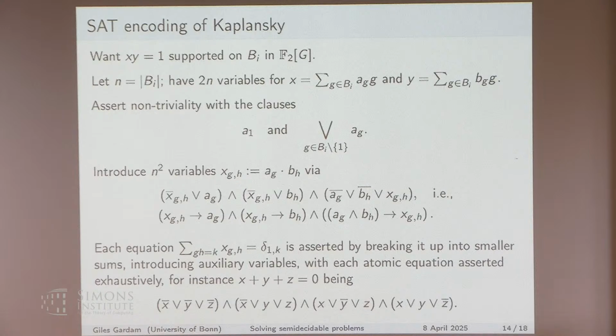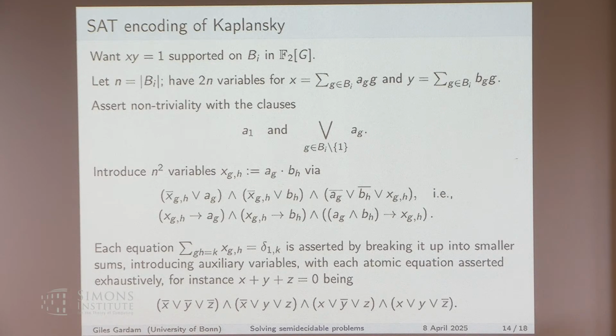So now the x_gh are the things in the quadratic equations. Now we need to assert the quadratic equations, and each of them is of the form saying if I sum over all pairs gh that multiply to give k, then I get this Kronecker delta. So I have to get 0 everywhere except for when k is the trivial element of the group, 1. And in general, I'd need something of exponential size if I didn't introduce auxiliary variables.